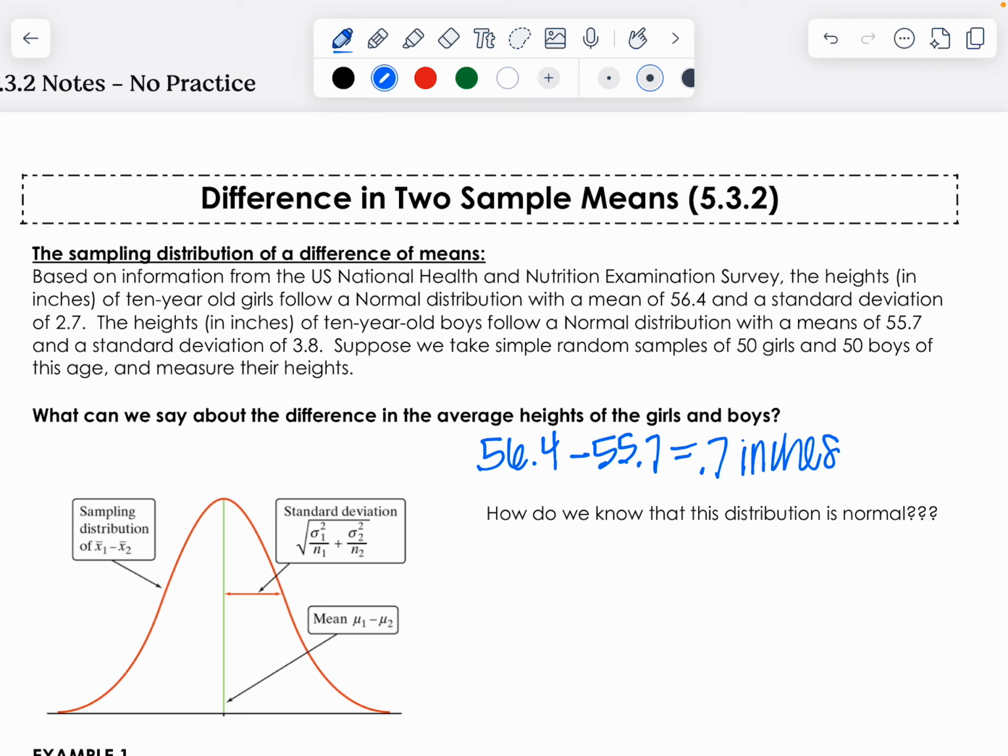Well, remember yesterday we talked about the normal condition for one sample. This is the exact same. We know this is normal because 50 is greater than or equal to 30, and that applies for both samples.